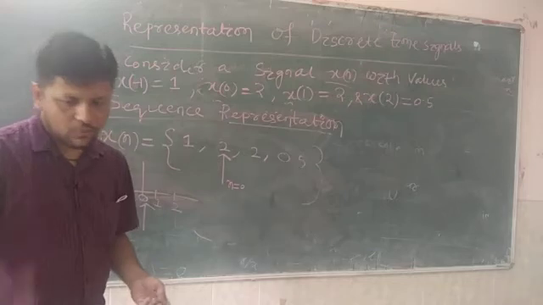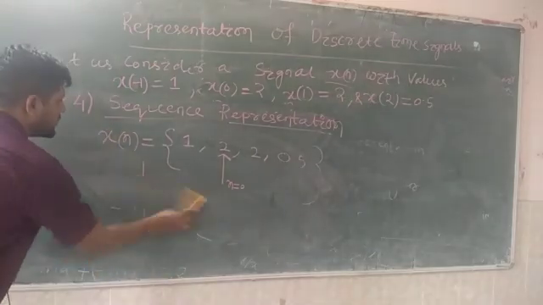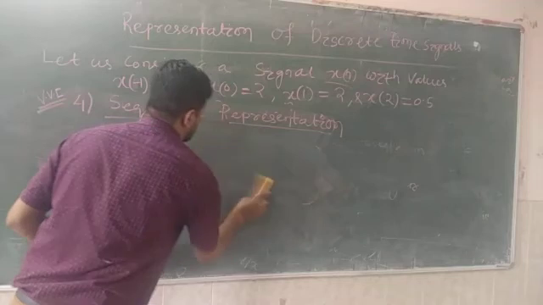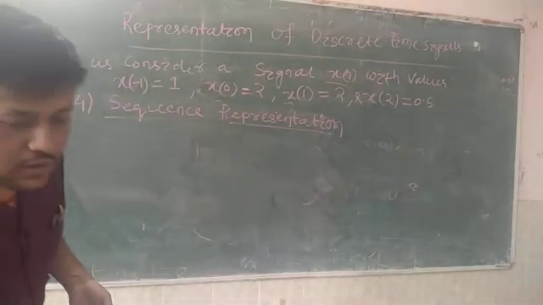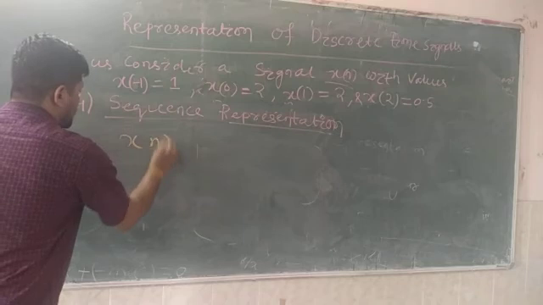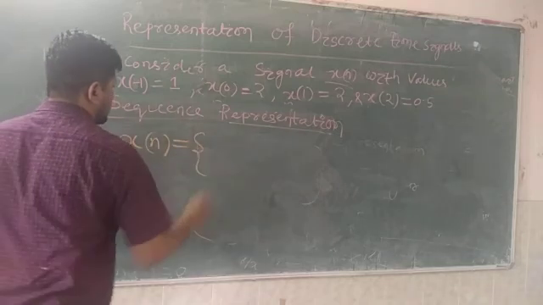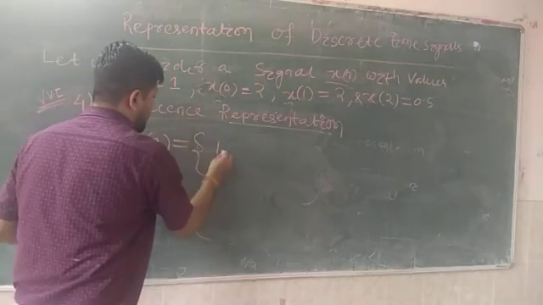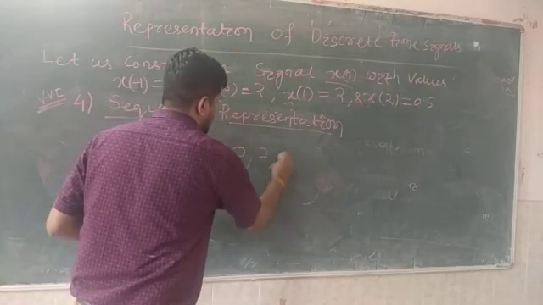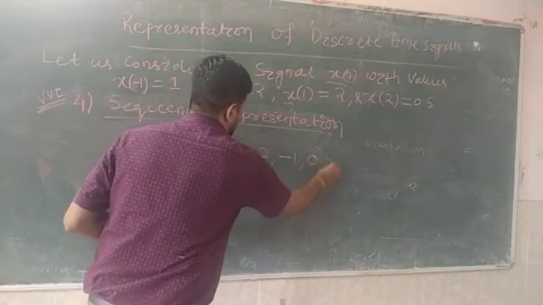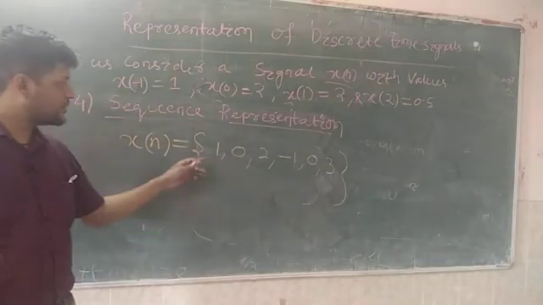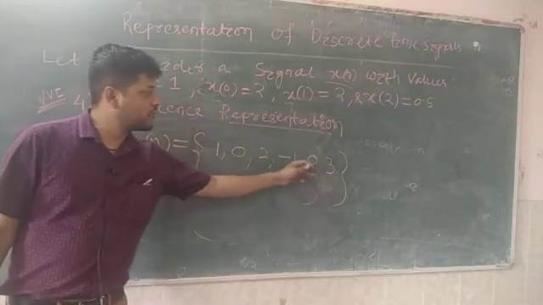So once again, one more example on this, because this is very, very crucial. Write it down, and I am giving one more example of how to represent the signal in sequence form. So x[n] is equal to, for example, 1, 0, 2, then minus 1, then 0, then 3. So how many samples are there here? 1, 2, 3, 4, 5, 6.